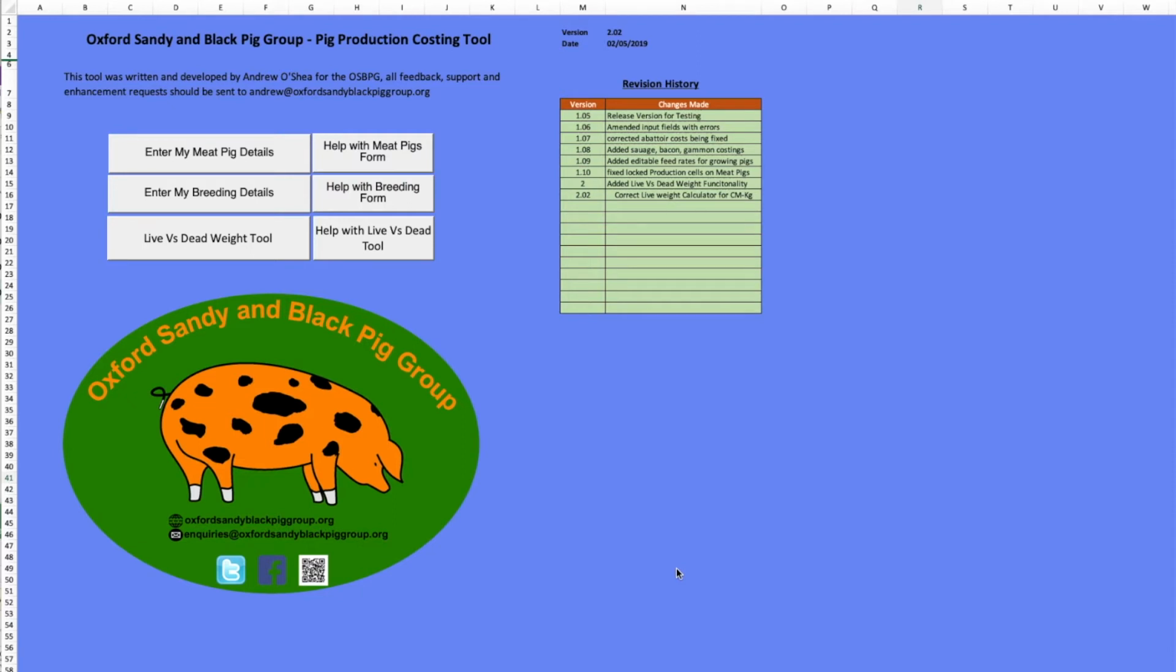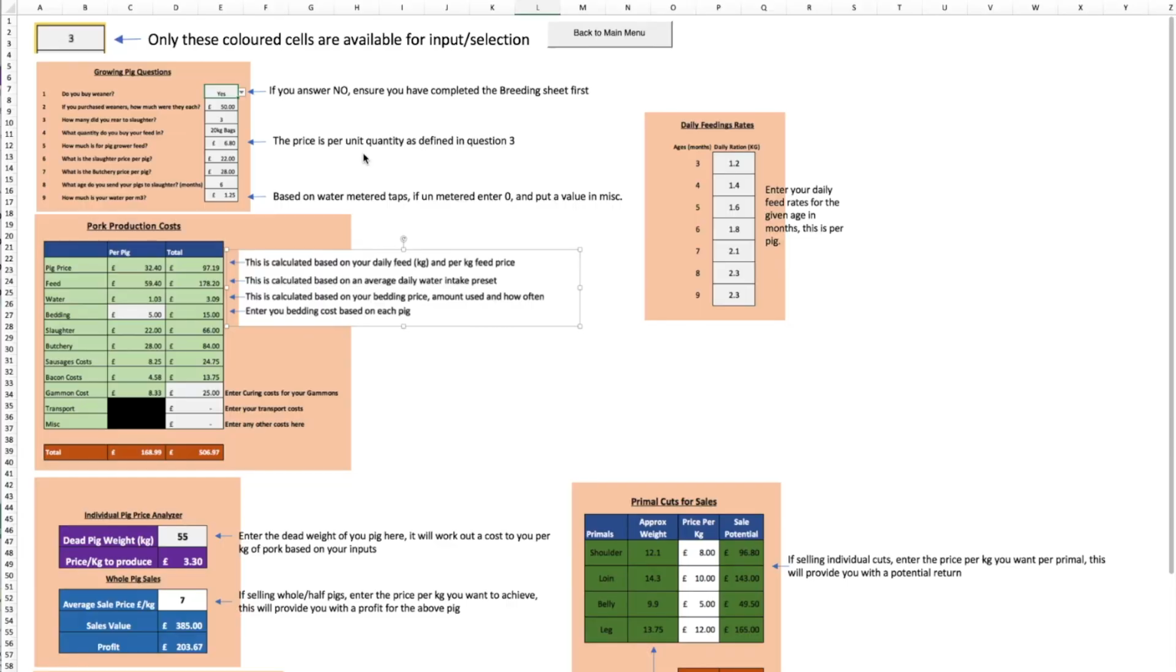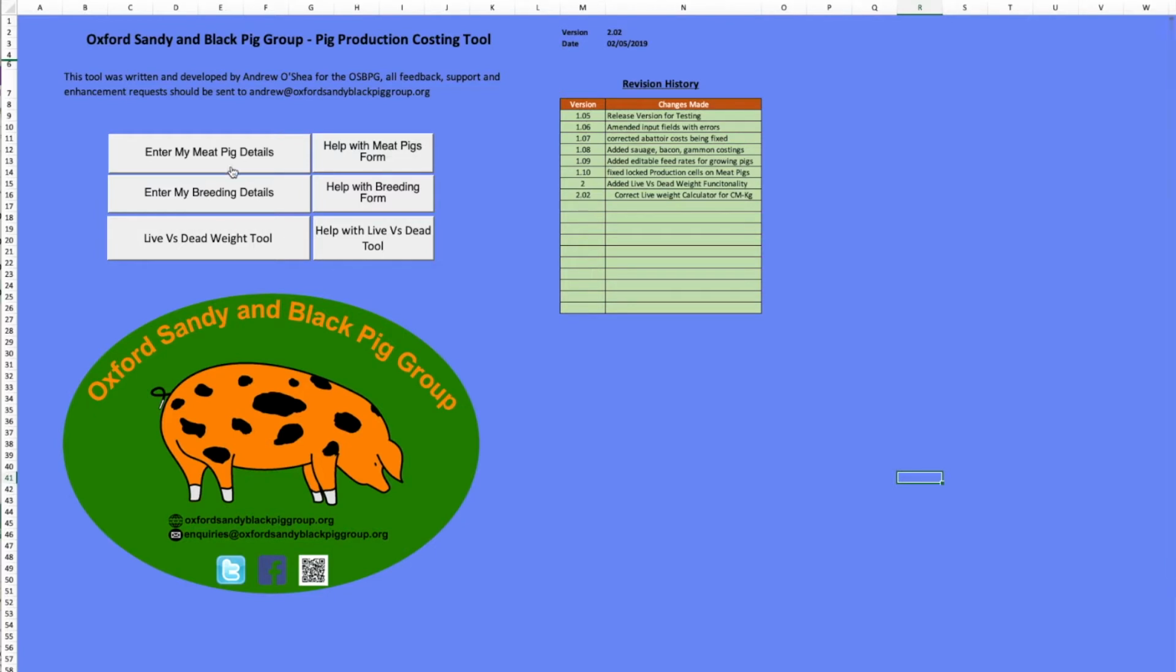And there's also how to estimate the dead weight of your pig based on the live weight for when it goes to slaughter. So each of the options has got a help form with it that explains how the tool works and what you need to fill in. We'll start off by going through if you were a pig breeder.